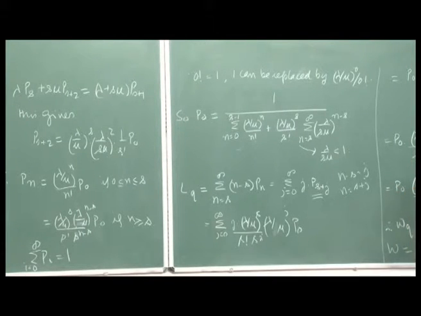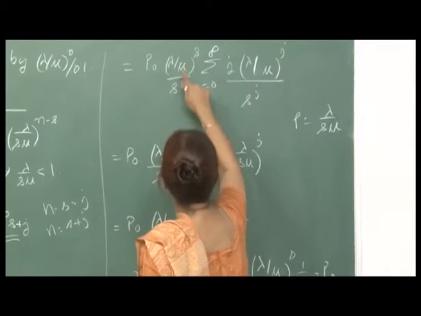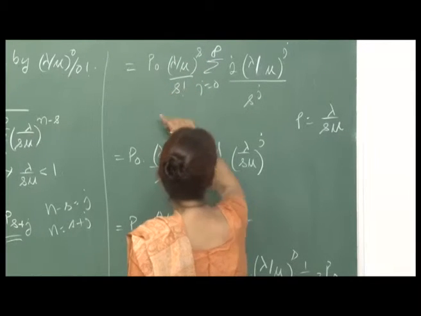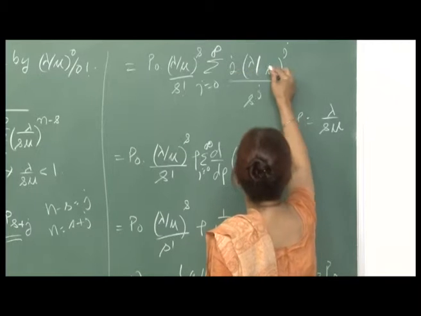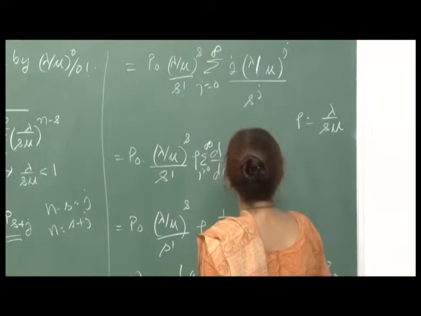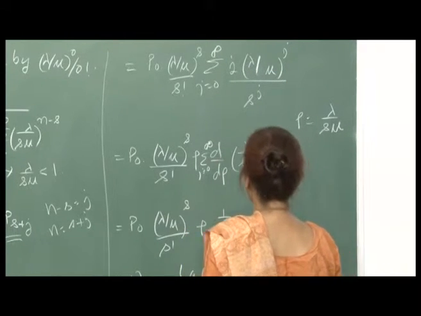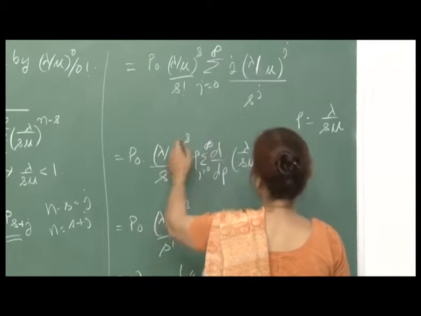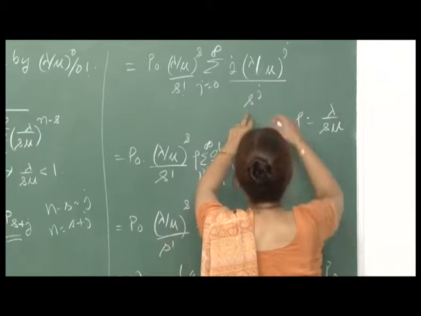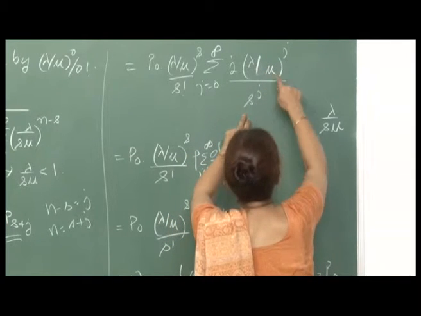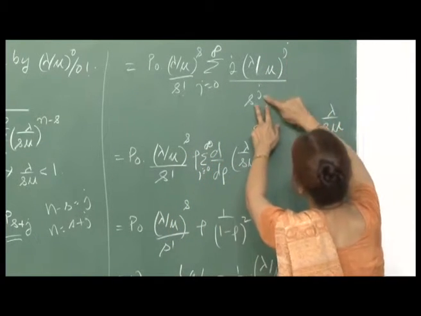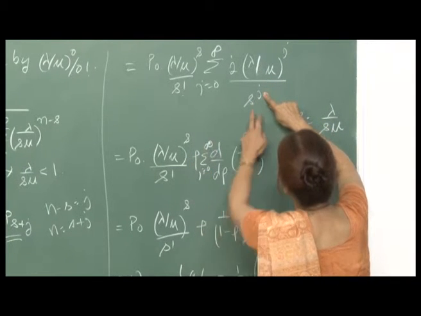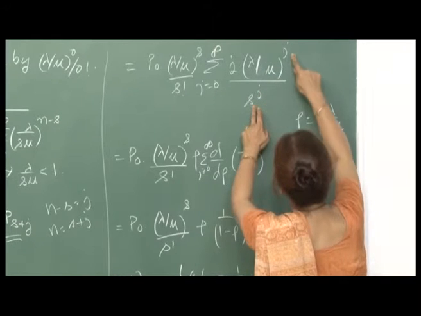So, I can remove (lambda by mu) raised to s upon s factorial, take it outside, and p naught outside the summation sign, then I am left with j into (lambda by mu) raised to j upon s raised to j. And here I can see lambda by s mu, one factor I can take outside, then I will be left with (lambda by s mu) raised to j minus 1, right. One factor of lambda by s mu I take outside, which I am writing as rho, then it will be (lambda by s mu) raised to j minus 1.